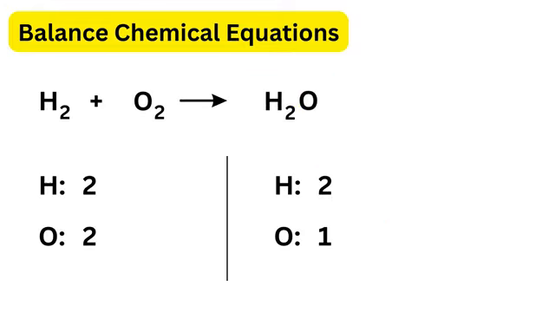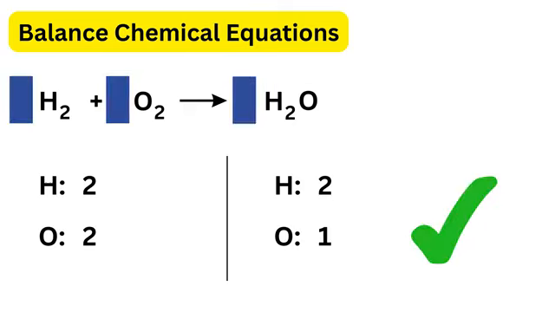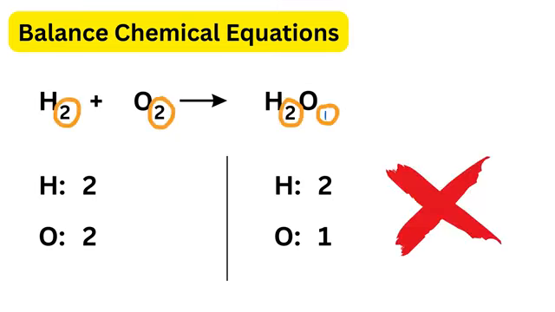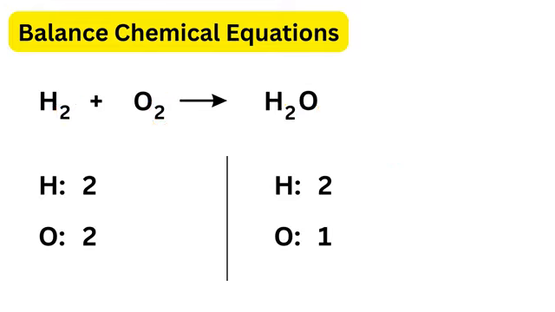Now we start balancing. We are only allowed to change the big numbers in front of the atoms or molecules, called coefficients. We are not allowed to touch the small numbers that are the part of the chemical formula. Those tell us the identity of the compound. Now we have unbalanced oxygen. We have 2 oxygens on left and 1 on right side inside H2O. So to fix it, we will put 2 in front of H2O.